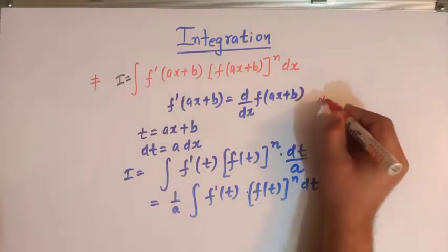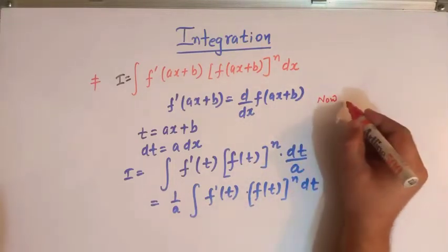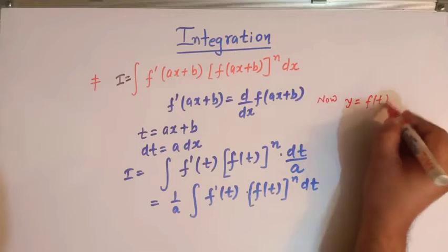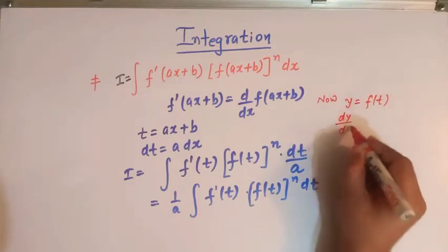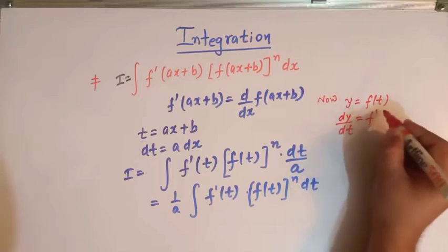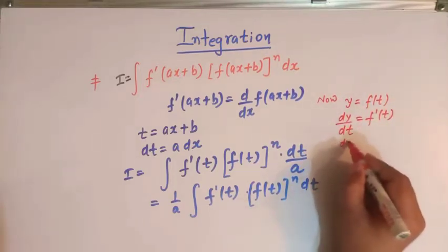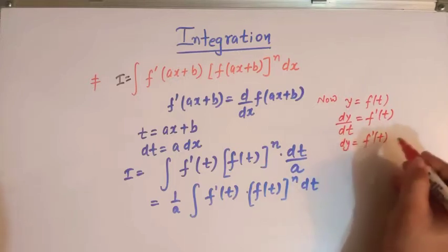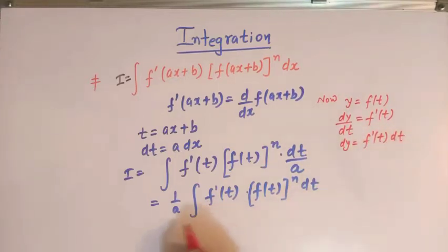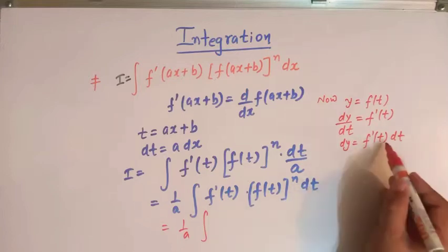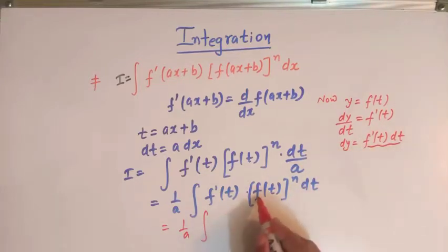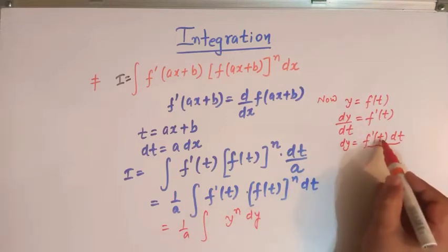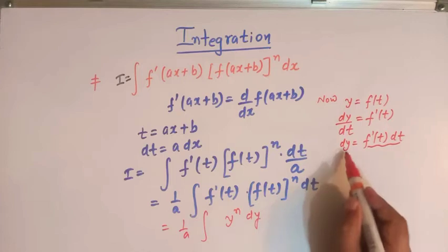Now if we take f(t) as, say, y, if y is f of t, then dy over dt can be written as f dash t, right? So dy can be written as f prime of t dt, and for f dash t dt we can write dy, and for f(t) we can write y. So we have y raised to n, and here we have dy, right? Because f prime of t dt is equal to dy.